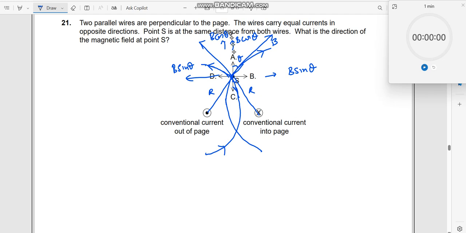So what will happen now? The vertical components get added up while the horizontal components cancel each other. So there is no net magnetic field along the x-axis. There is only a magnetic field along the y-axis, right? So therefore, A is the right option. Okay, let us move on to the next one.